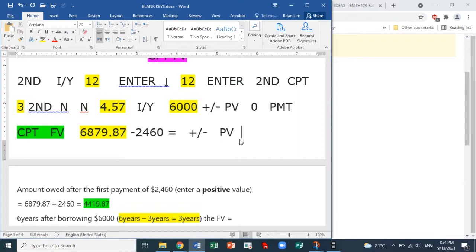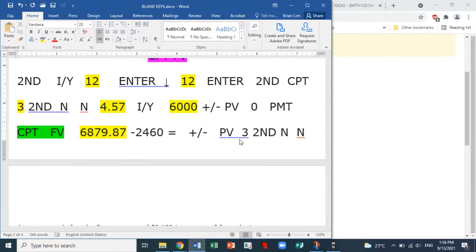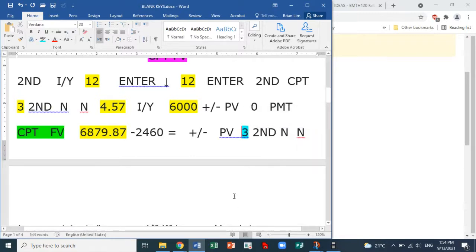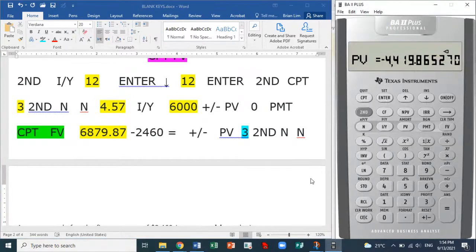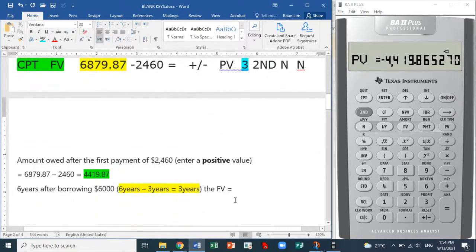And now we'll put in 3 and then hit second n, okay, and then we'll move on. It's all one long calculation, but this 3 here is for section number 2. So let's change the color to turquoise, so we know that that is part 2 of the question.